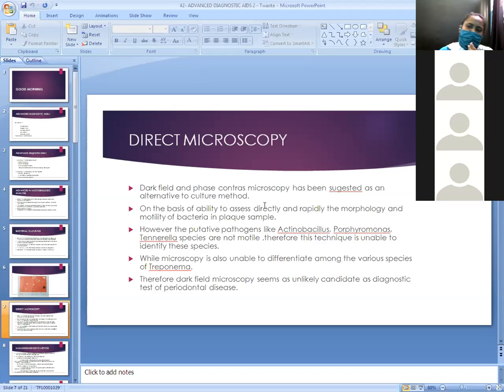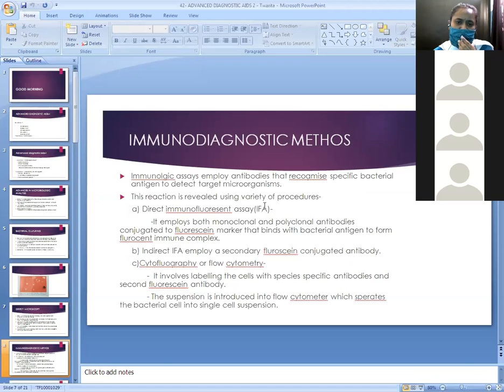Mainly motile microorganisms can be detected with the help of motility, means the microorganisms which move, like rods, or mainly Treponema species, we can find with the help of dark field microscopy. But not all kinds of microorganisms can be detected with the help of this direct microscopy. So this technique is also not good.